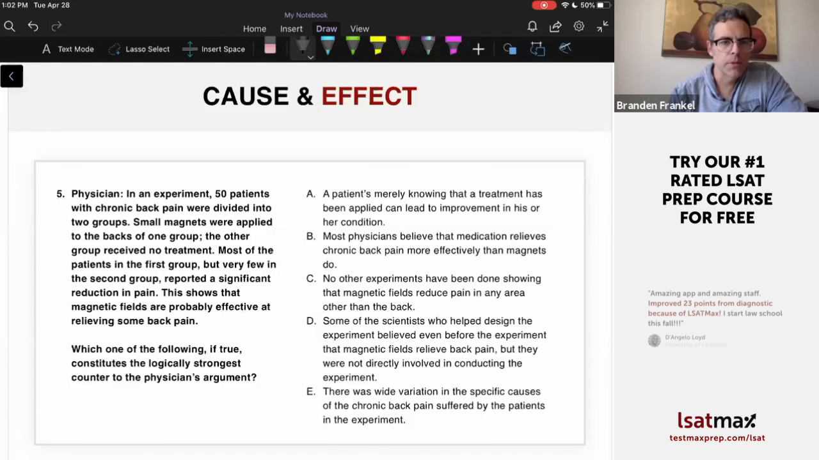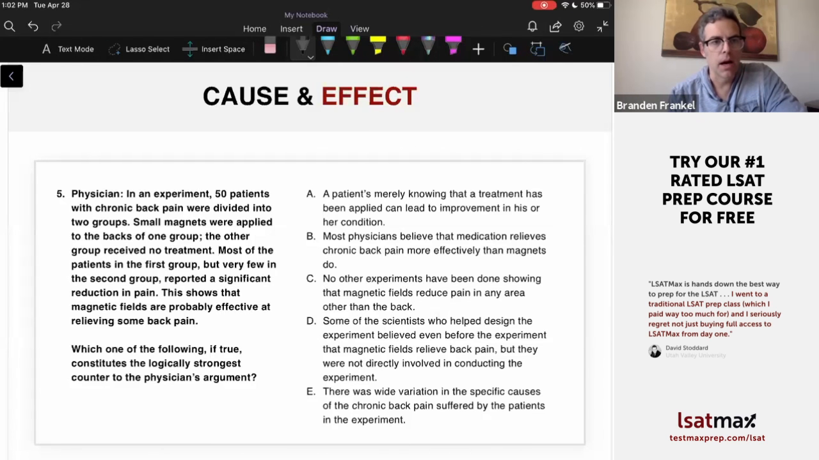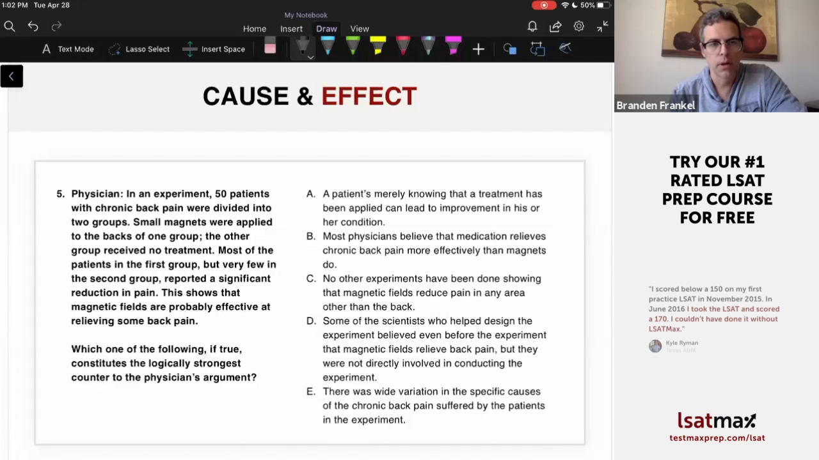I'm an LSATMax premium student. I've taken symbolic logic during my undergraduate, but I'm still struggling with logical reasoning. Is there any other way to approach logical reasoning besides diagramming it, because it takes a lot of time for me? I think maybe 10% of questions on logical reasoning should be diagrammed, if you're talking about conditional diagramming, and the other 90% shouldn't. And so what that sounds like to me is you're probably diagramming too much.